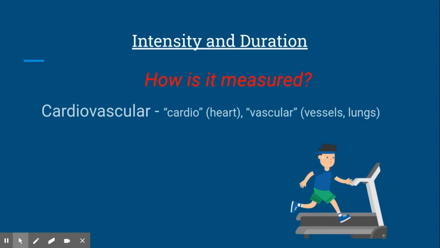If we are doing a cardiovascular activity, first of all, let's break down cardiovascular. The word cardio means heart, vascular, vessels, lungs. Sometimes it's referred to as a cardiorespiratory system, the heart and lung system. So if you're doing a cardiovascular activity, trying to increase your heart rate, the intensity would be measured by the heart rate, beats per minute. You would take your pulse on your wrist and count how many times your heart beats in a minute.